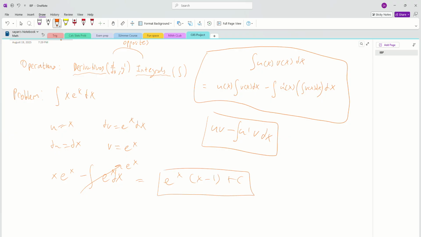So, if you guys did enjoy it and you learned about integration by parts, it's a super powerful tool, okay? And next time we will do u substitution.